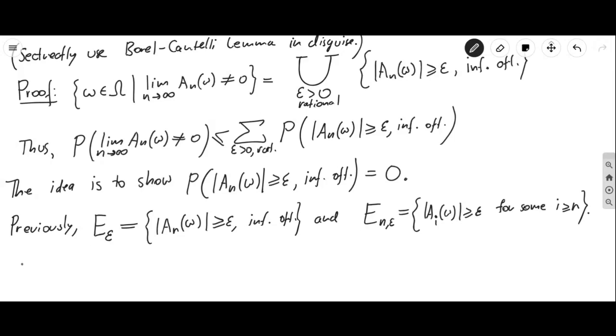And we saw that these events, E_n epsilon, these are decreasing events, and they decrease down to E subscript epsilon. This is just coming from the previous proof. It's the same setup as before.